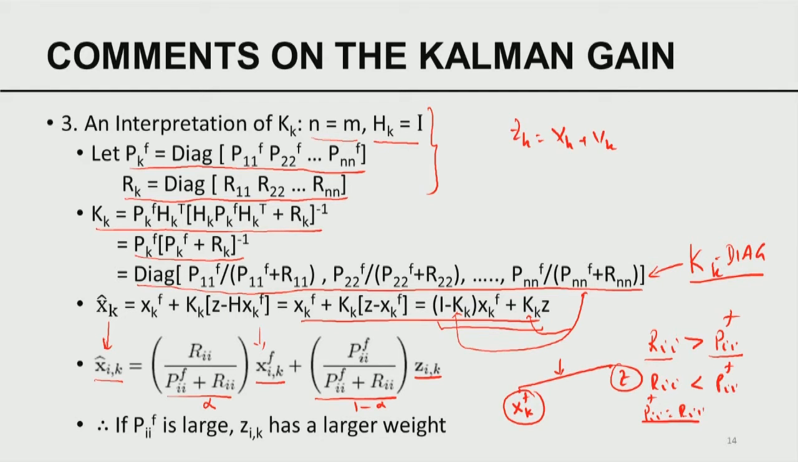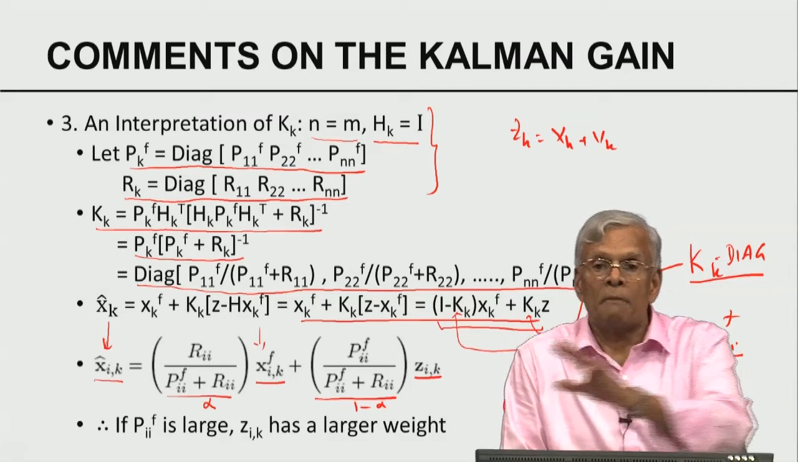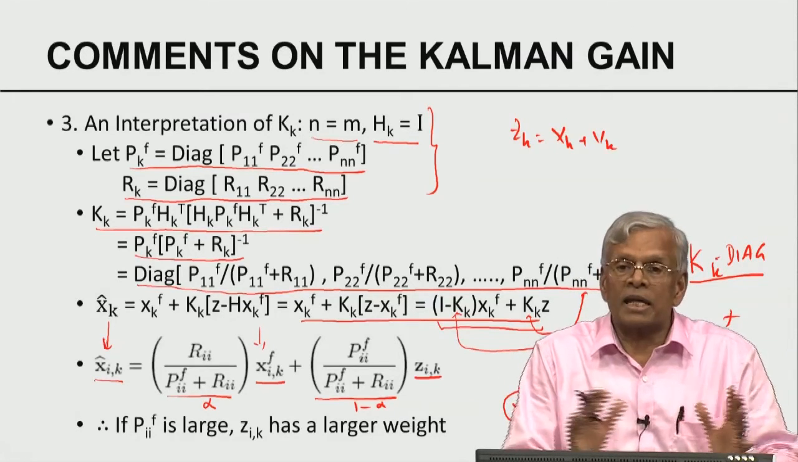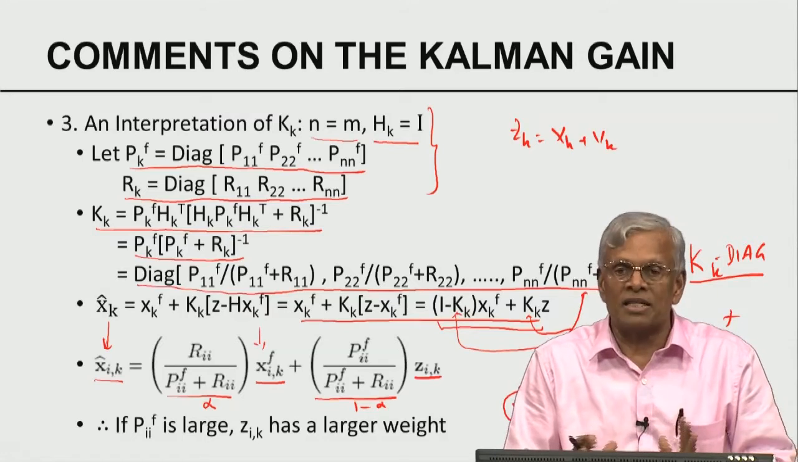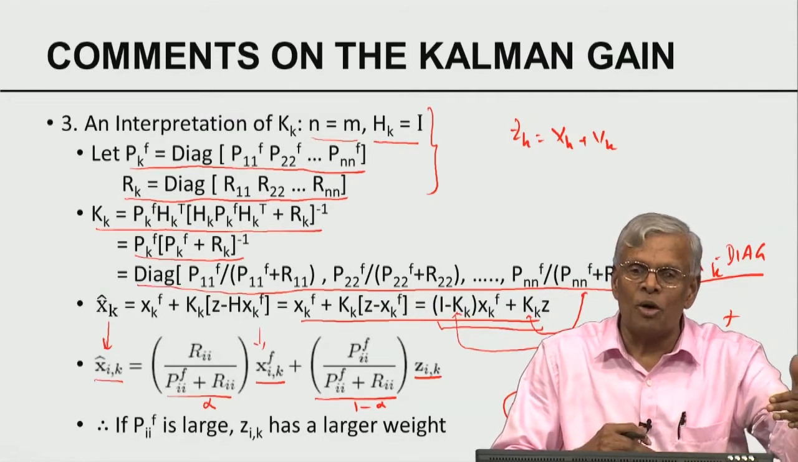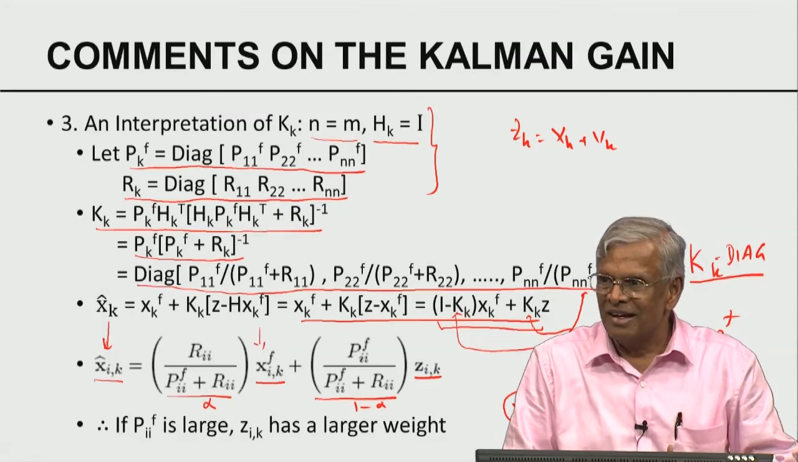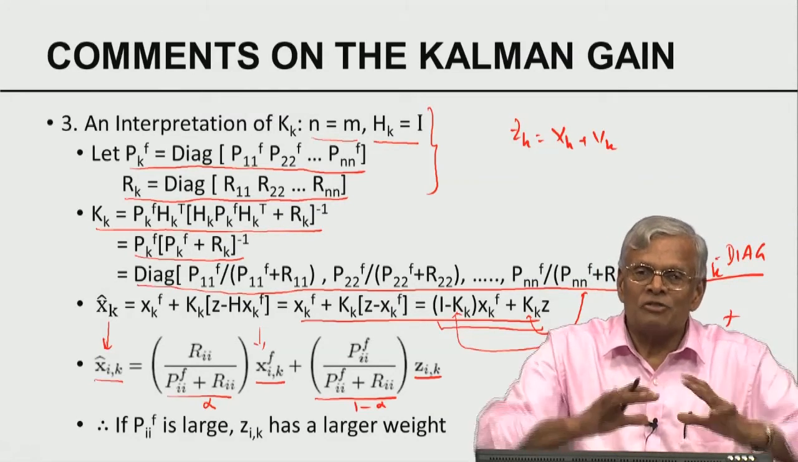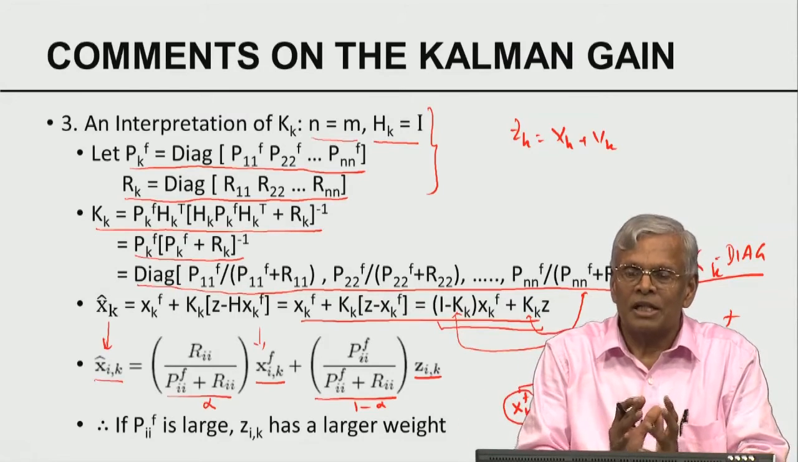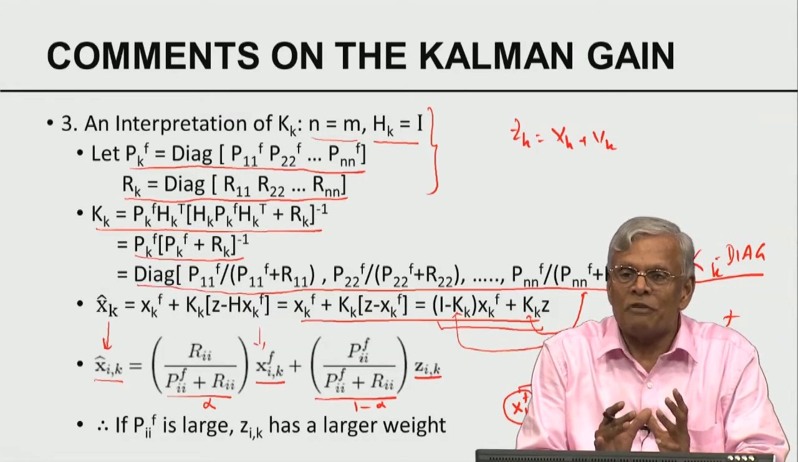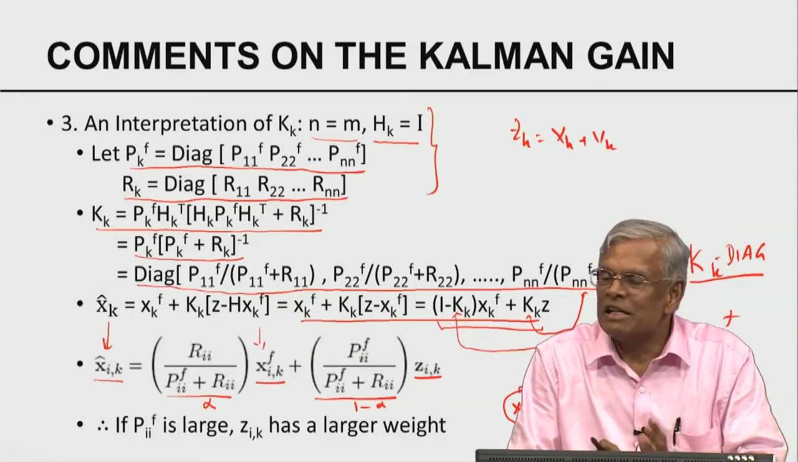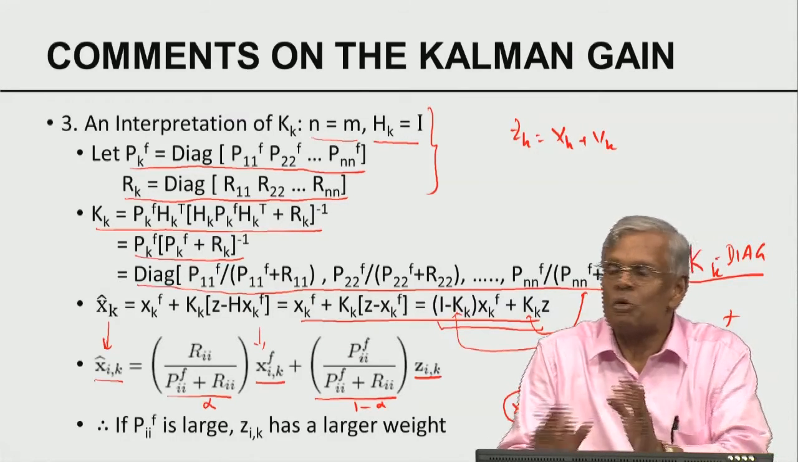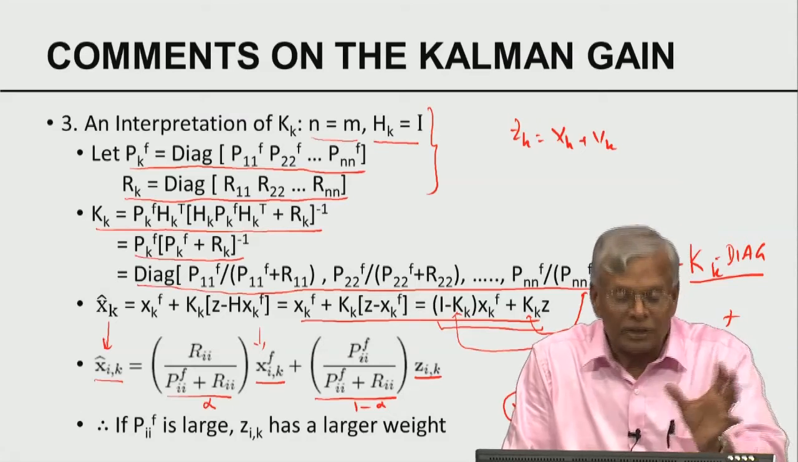But seldom is the case where PIF and RII are the same. RII comes from the instruments, PIF comes from the model. Seldom can PIF and RII be the same. So either RII is more or RII is less. And that essentially tells you this Kalman scheme is very intelligent, very adaptive. It gives more weight to the information with less variance. It gives more weight to the information which is more accurate. That's the beauty. That's the speciality.